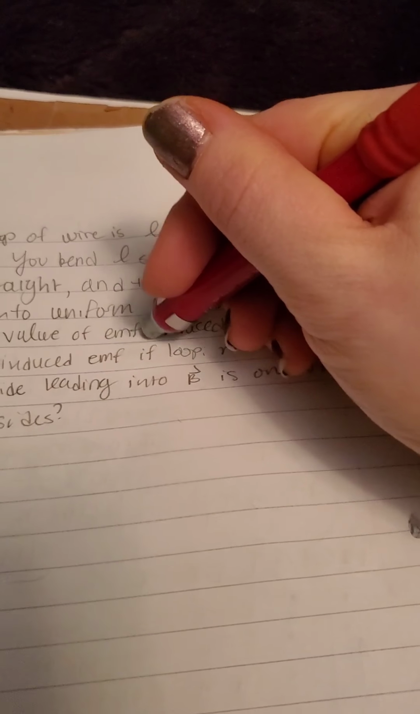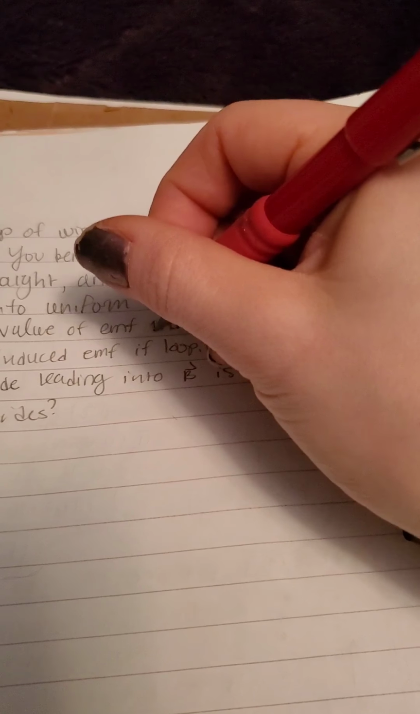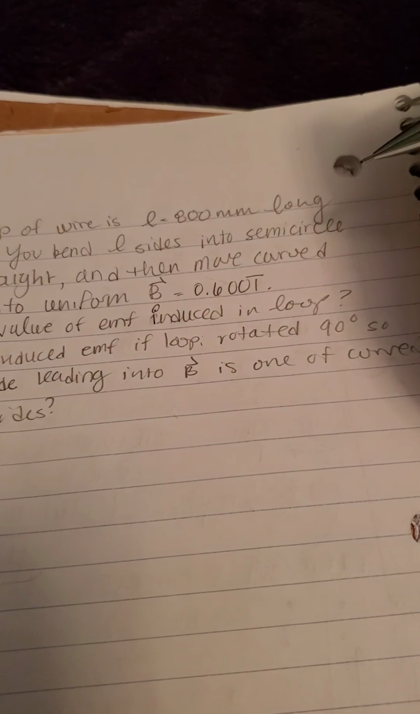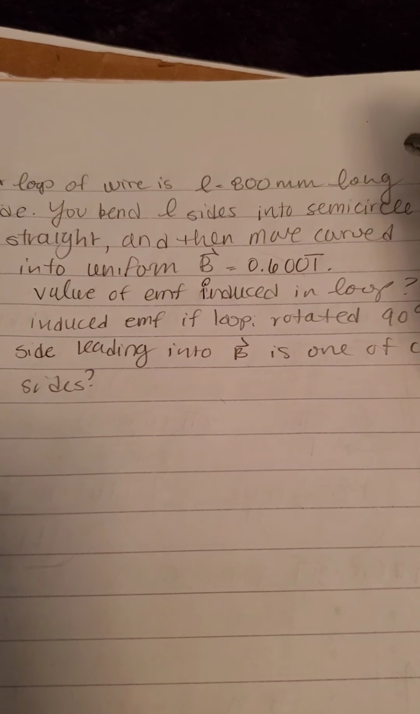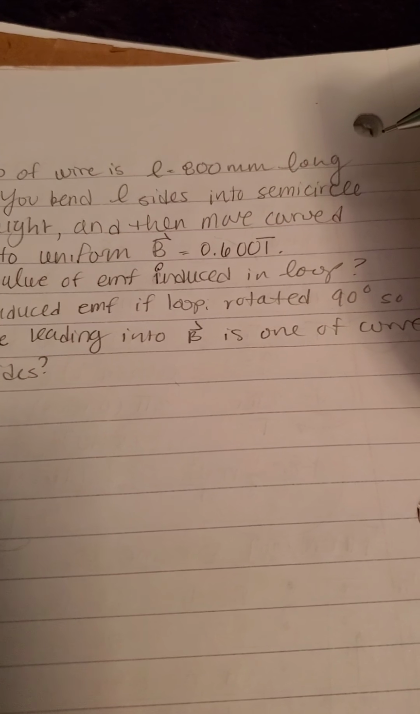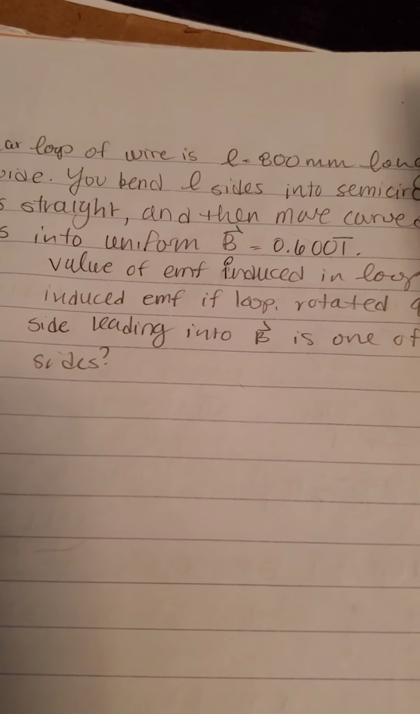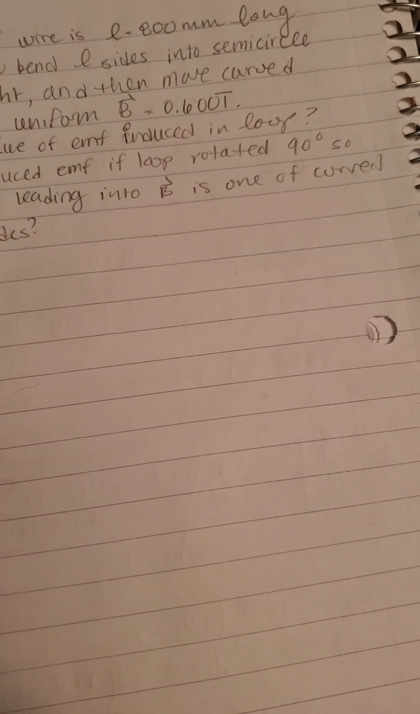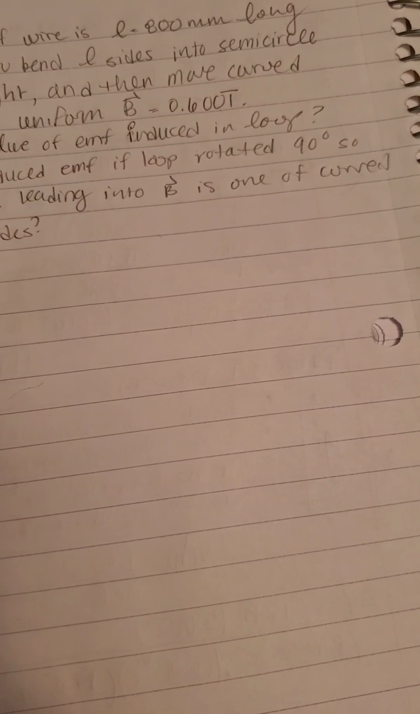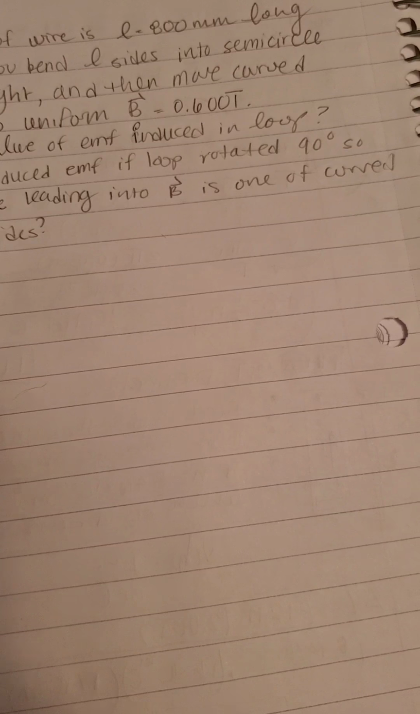It wants to know the value of the EMF induced in the loop, as well as the induced EMF if the loop is rotated 90 degrees, so the side leading into the field is one of the curved sides. So it's a two-part problem here.